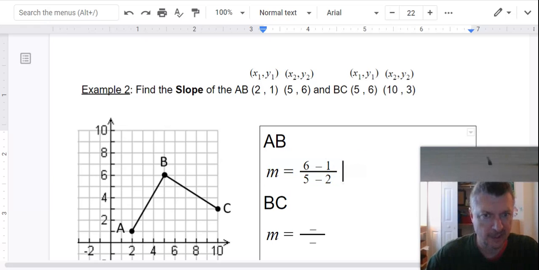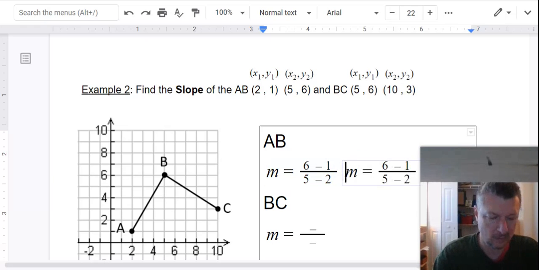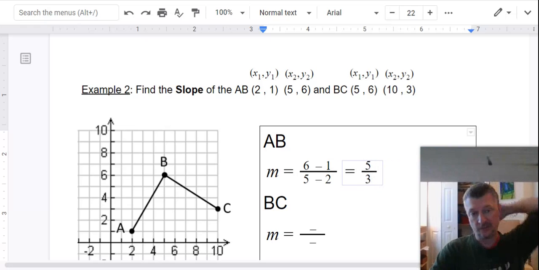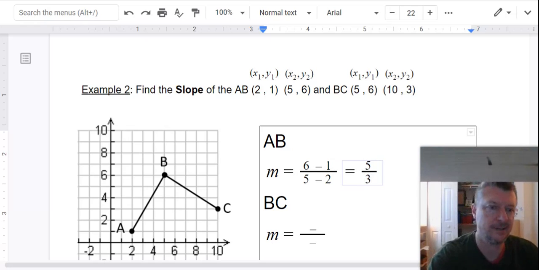Equals now. Just get rid of that. Copy this and get rid of the M. Okay. And 6 minus 1 is 5. And 5 minus 2 is... So 5 over 3. And you can see, as you saw from the notes last week, it goes up 5. It goes over 3. Okay.